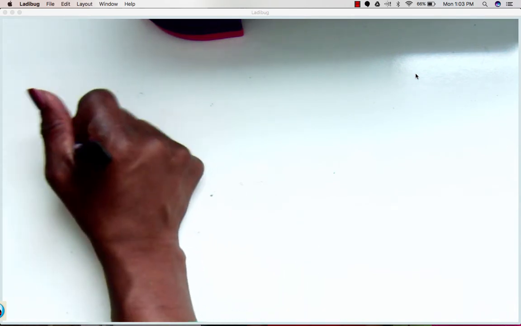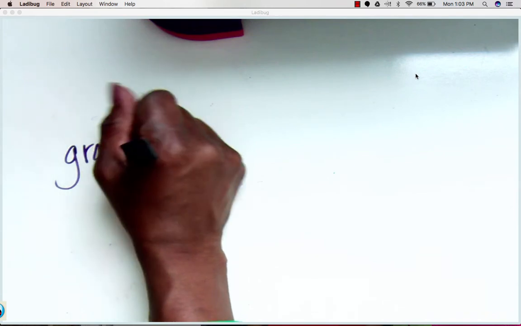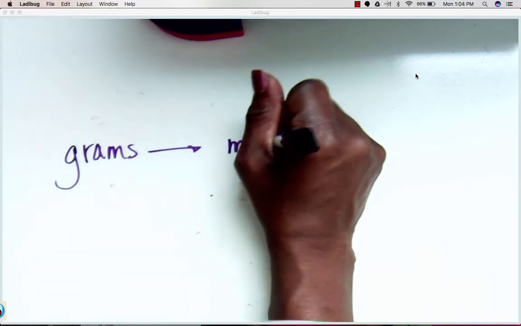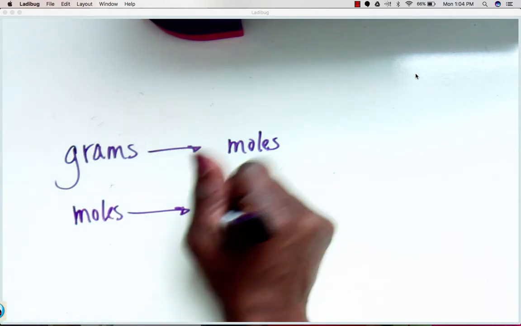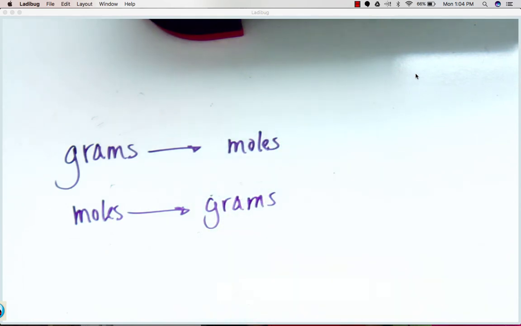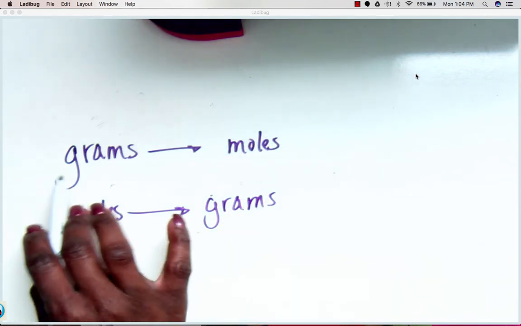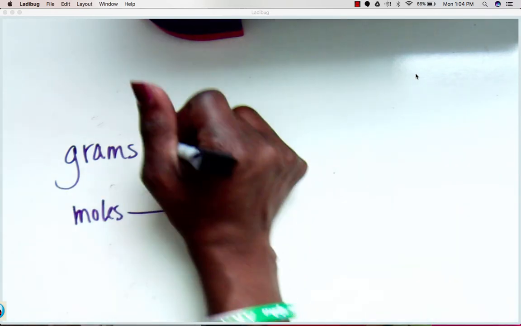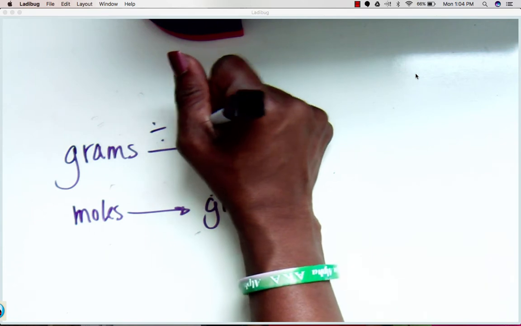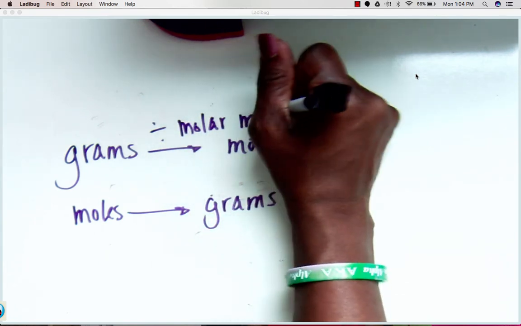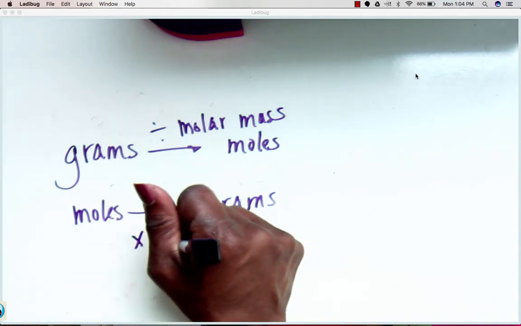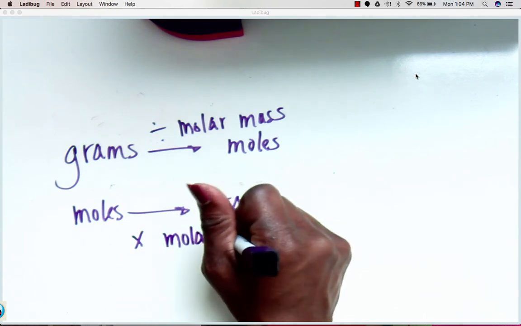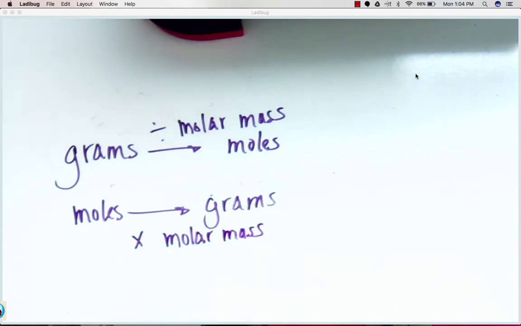All right, so there are going to be two basic calculations you need to be able to do. You need to be able to go from grams to moles and from moles to grams. When going from grams to moles, you're going to divide by the molar mass. And the molar mass, you can get directly from the periodic table. Then to go from moles to grams, you're going to multiply by the molar mass.